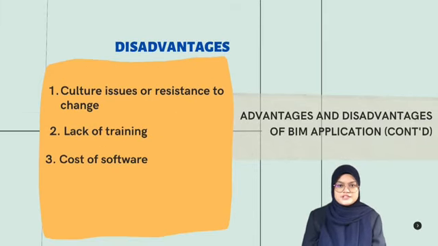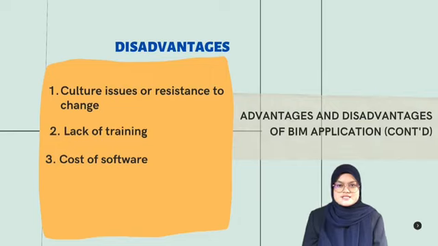Next, disadvantages. First is culture issues or resistance to change. BIM application has forced organizations to change their technology and all the process, especially during the construction stage. Second is lack of training. With the introduction of new software to a firm, additional investment in training and education is typically necessary, with more office space and resources. Lastly is the cost of software.